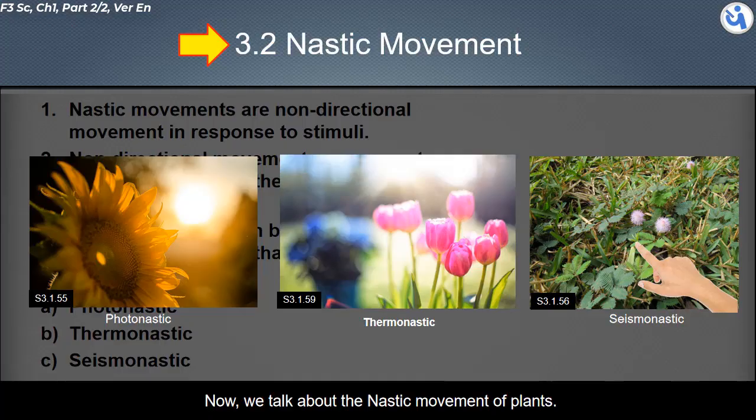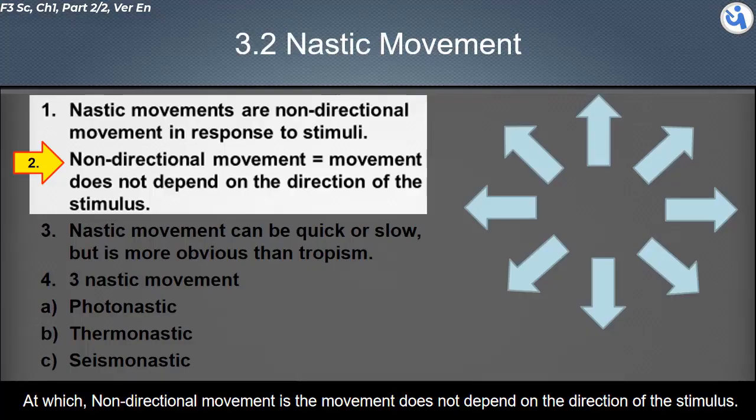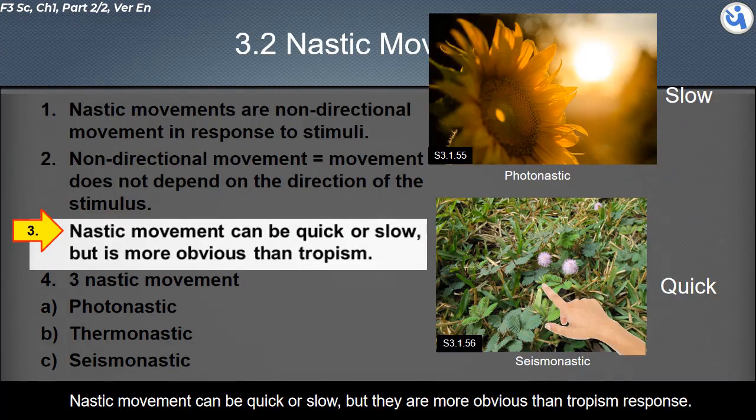Now, we talk about the nastic movement of plants. Nastic movements are non-directional movements in response to stimuli. Non-directional movement is movement that does not depend on the direction of the stimulus. Nastic movement can be quick or slow, but it is more obvious than the tropism response.